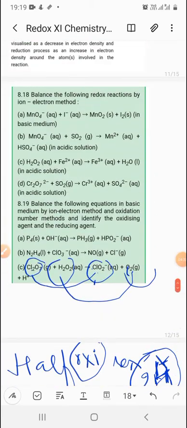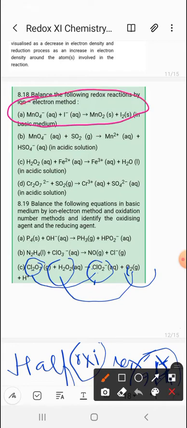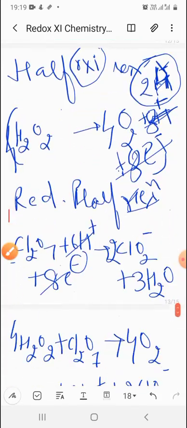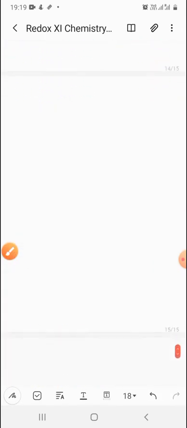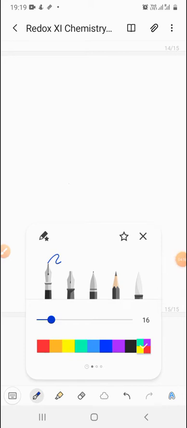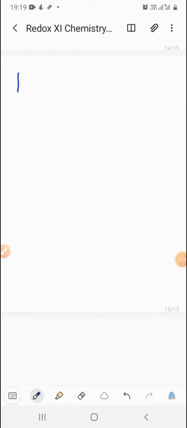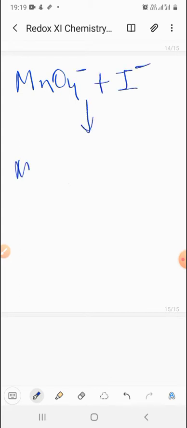Now the next reaction which I'm going to discuss in the basic medium is this. MnO4 negative plus iodide ion gives you MnO2 plus I2 in basic medium. So I'm going to discuss this reaction only in the basic medium. So I'm writing the equation here. It is MnO4 negative plus I negative giving you MnO2 plus I2.